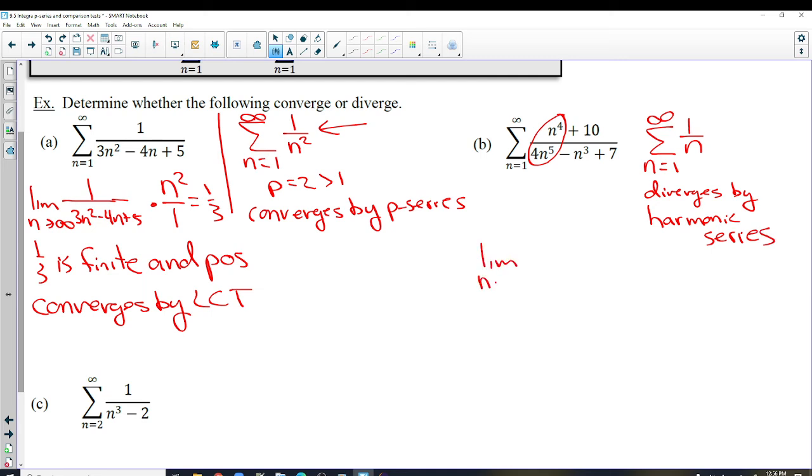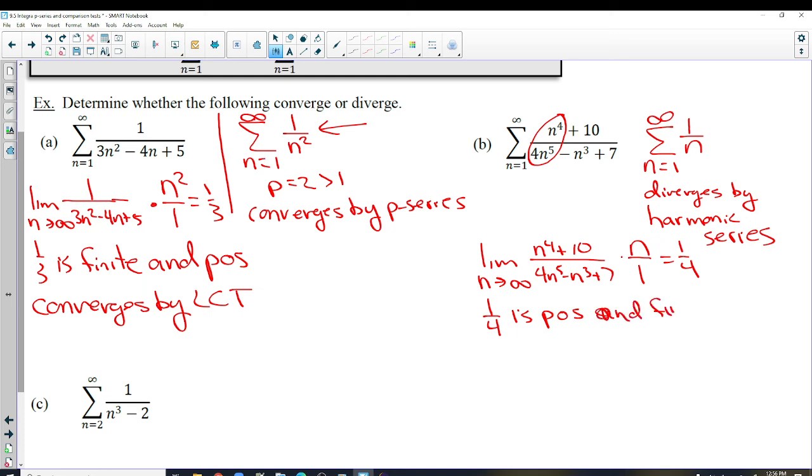We have the limit as n approaches infinity of n to the 4th plus 10 over 4n to the 5th minus n to the 3rd plus 7, and we're going to multiply by n over 1. So really we're dividing, but since this is a fraction, we're going to multiply by the reciprocal, of course. And this limit is equal to 1/4. And we say 1/4 is finite and positive, or positive and finite. There's no order to this really. And because of that, these diverge together. So the series diverges by the limit comparison test.